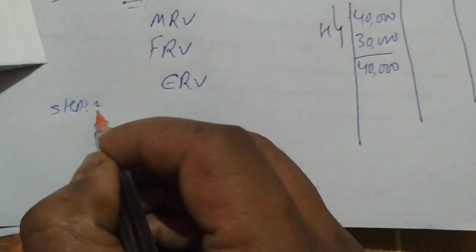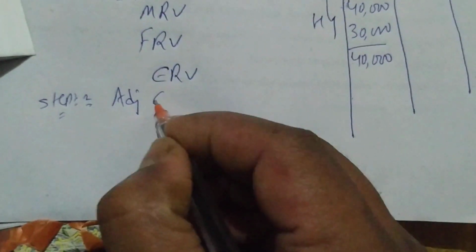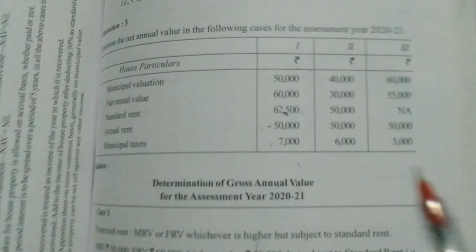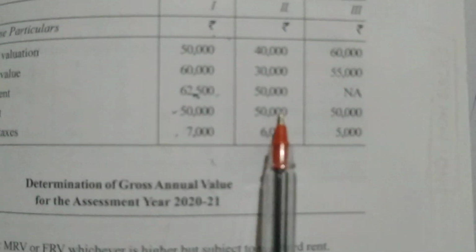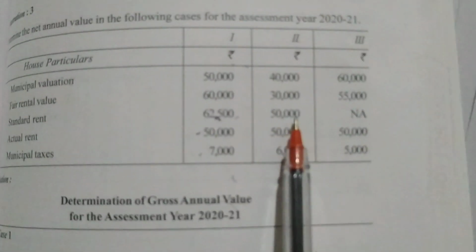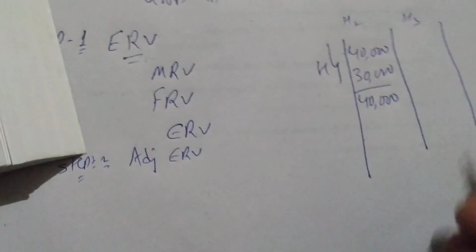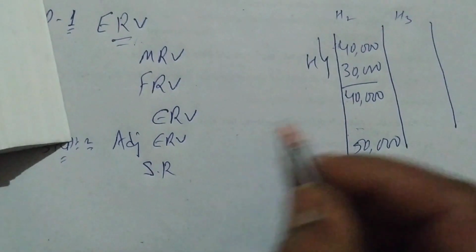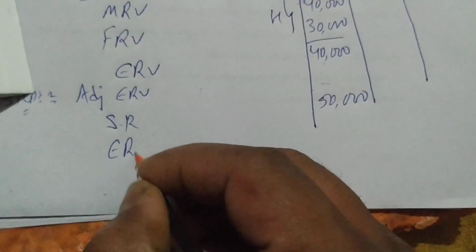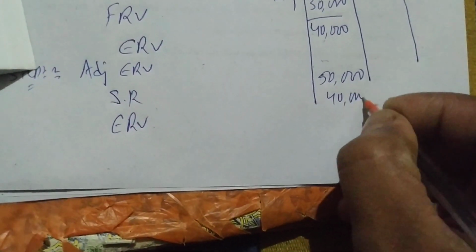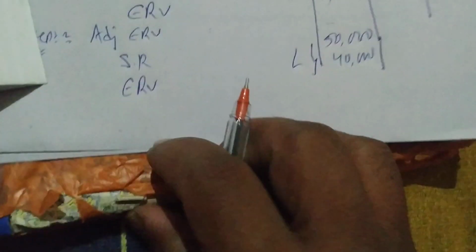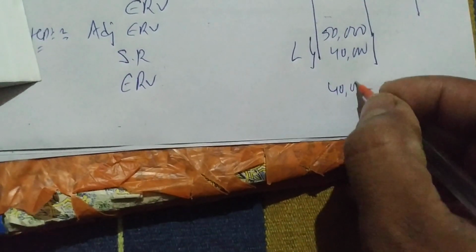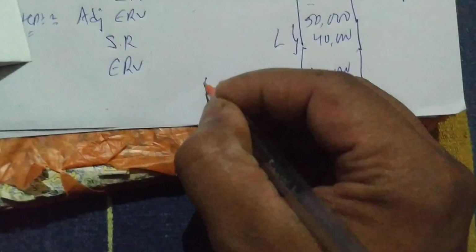Okay. Next step 2 I have to do. In step 2 what do I have to do? Adjusted ERV. So how to do adjusted ERV? I have to take standard rent. How much is standard rent? 50,000. Standard rent is 50,000. And ERV is how much? 40,000. So whichever is low from these two? 40,000. So adjusted ERV is 40,000.